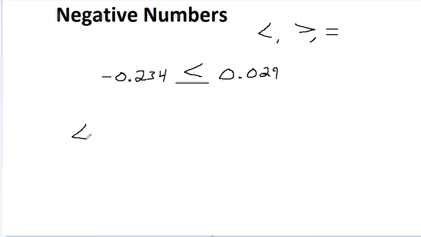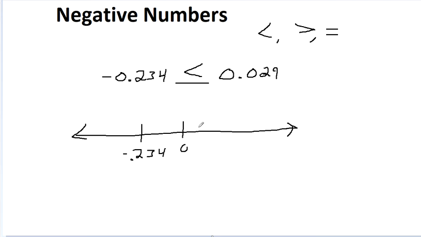And another way of checking these is put the numbers on a number line. -0.234 is to the left of 0. 0.29, that's to the right of 0. Okay, and the further we go back, the further we go to the left in the number line, the smaller the numbers are. As we move to the right, we get to bigger numbers. So this one's bigger because it's further to the right on the number line.